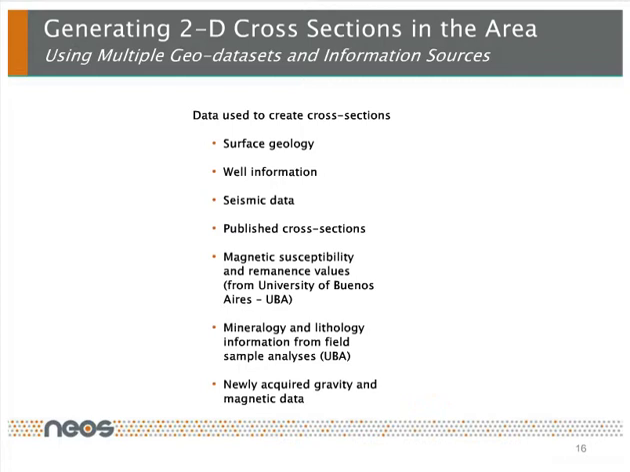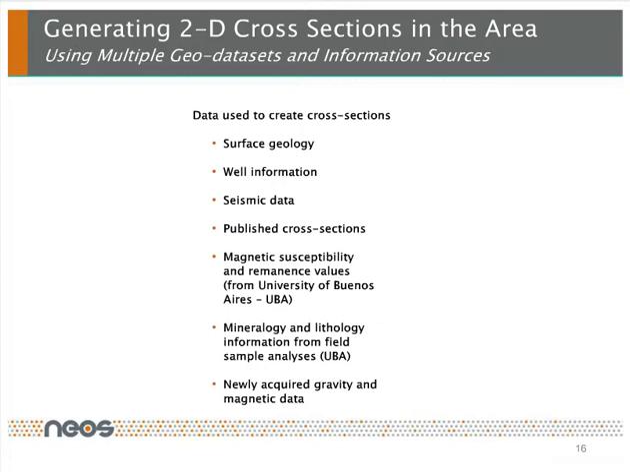We looked for data that would assist us in generating a 3D model. We found surface geologic information, very little well information, a few seismic lines but located well to the east of most of the areas of interest, a few published cross-sections. We had also acquired several hundred surface samples that we had sent to the University of Buenos Aires for evaluation. From these, we obtained magnetic susceptibilities and remanence values, also mineralogy and lithologic information from those same samples.